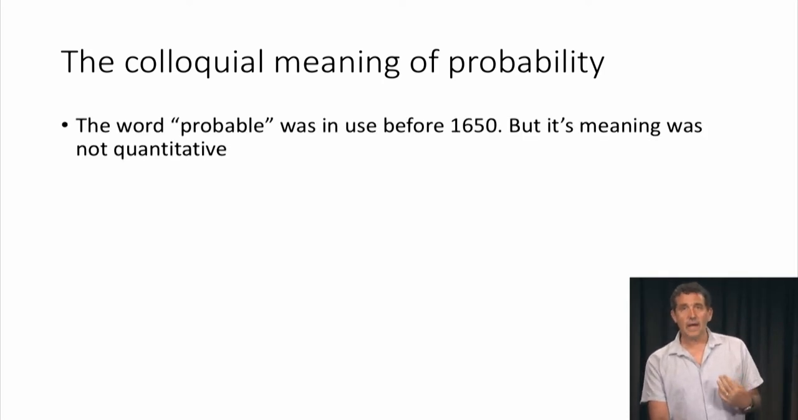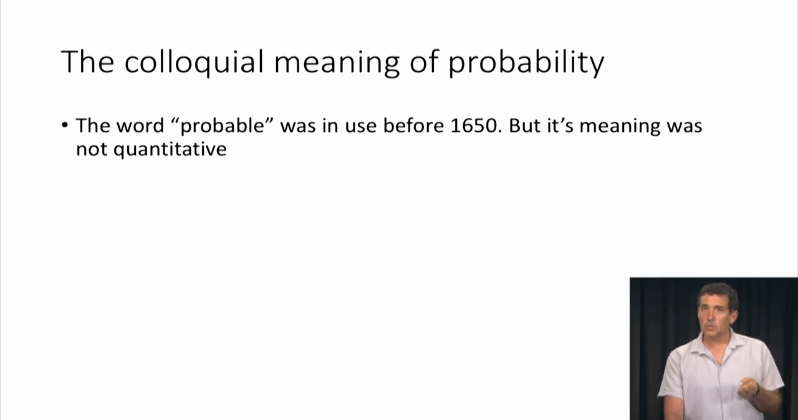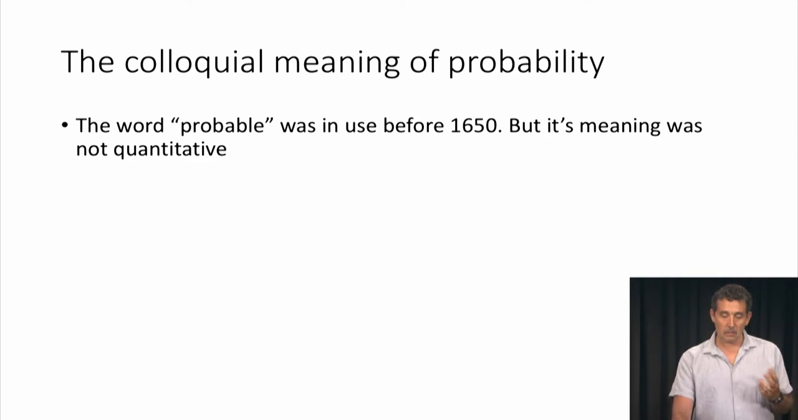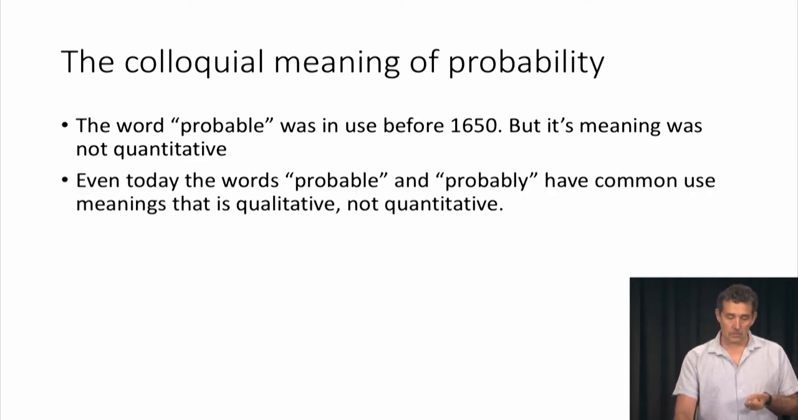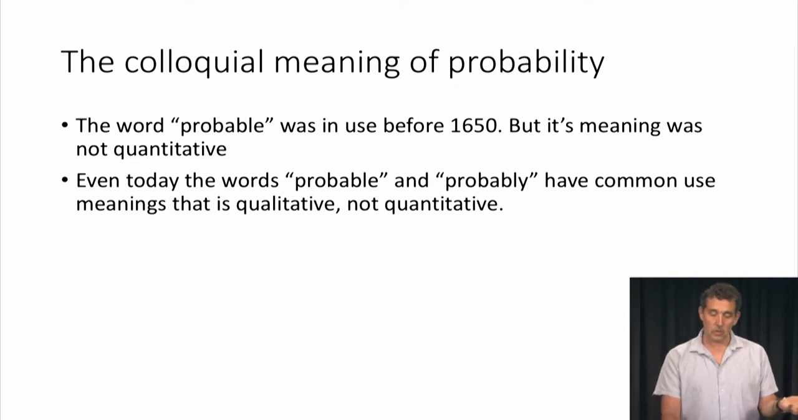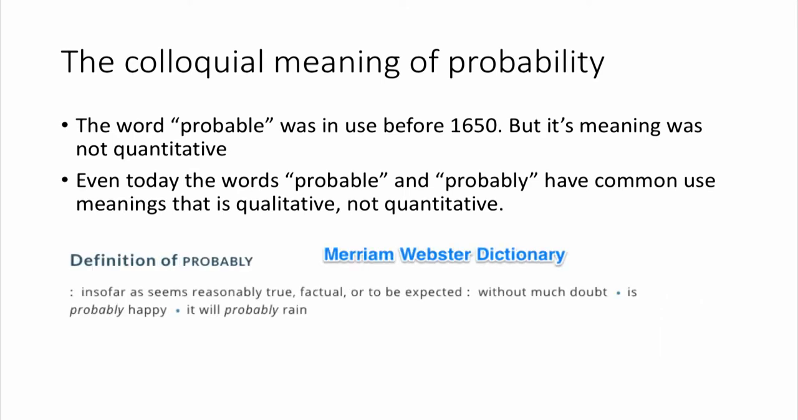Okay, so if we go back to before 1650, there was this word probable. People used it, but its meaning was not quantitative. Even today, if you say this is probable or probably, it doesn't have any quantitative meaning. Here's the meaning that you find in the Webster dictionary: insofar as seems reasonably true or factual or to be expected or without much doubt, right? So all of these things are basically saying probably means very likely. It is very likely to happen, or I'm pretty sure it will happen. So that's a very common meaning, but unrelated to mathematics, unrelated to games of chance.